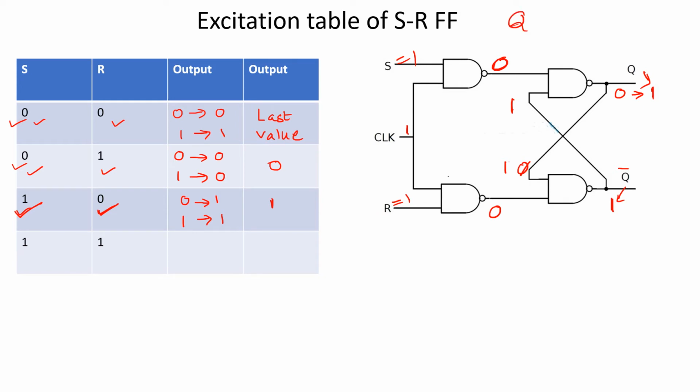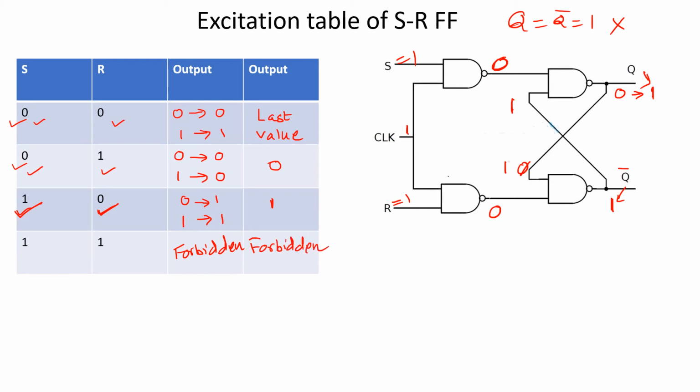So Q and Q bar, they are 1, which is not valid because according to the principle of digital electronics, Q cannot be equal to Q bar. So this condition is known as forbidden condition in SR flip-flop. That means this condition we cannot apply.